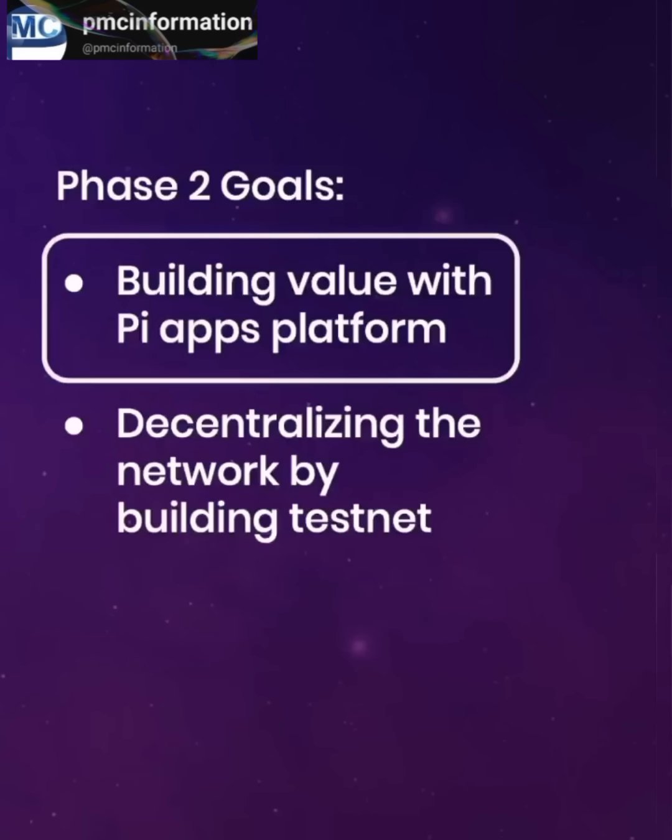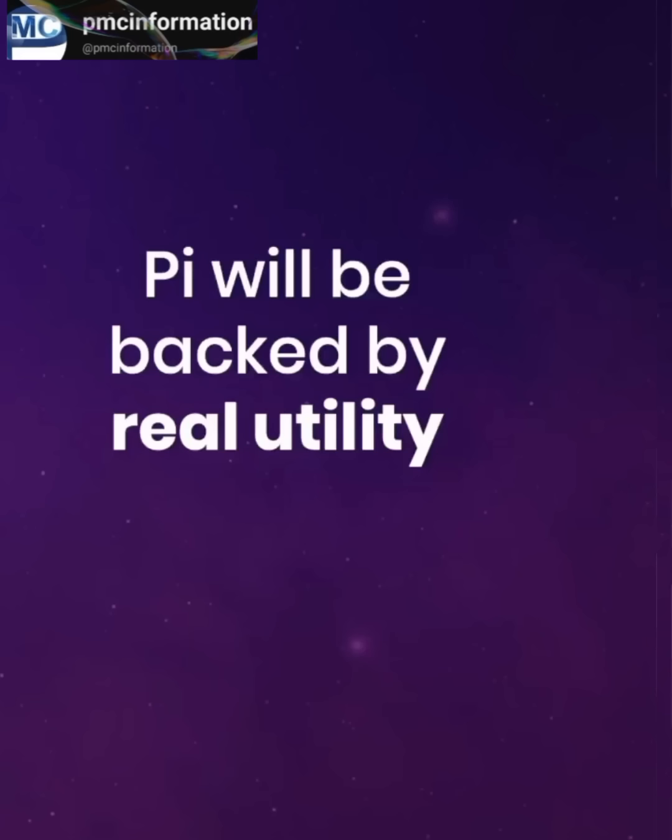Let's look at why we need an apps platform. Our first goal in phase 2 is building value. As discussed in our strategy overview video, to build value, the network needs to build intrinsic utility for Pi, by enabling people to spend Pi to exchange for real value and products at scale, be it entertainment, access, influence, knowledge, or buying and selling real goods and services.